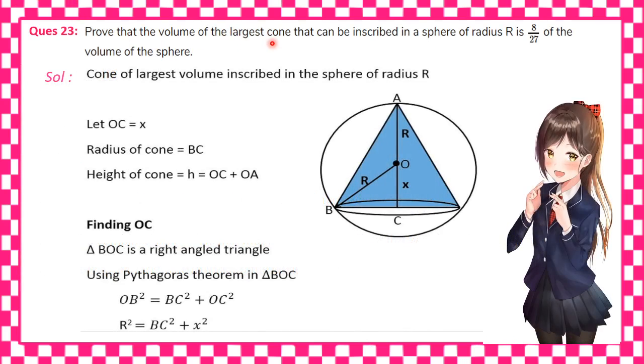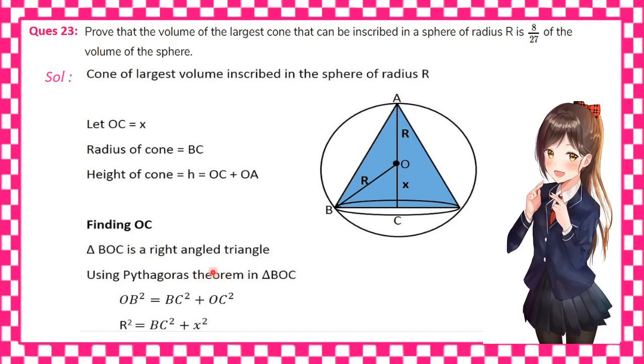Prove that the volume of the largest cone that can be inscribed in a sphere of radius r is 8 by 27 of the volume of the sphere. Now here we have to assume a few things. It's a sphere and it's a cone. Let OC, O to C, be x and AO is radius capital R and BO is also radius capital R. It is given. Now we are finding OC.